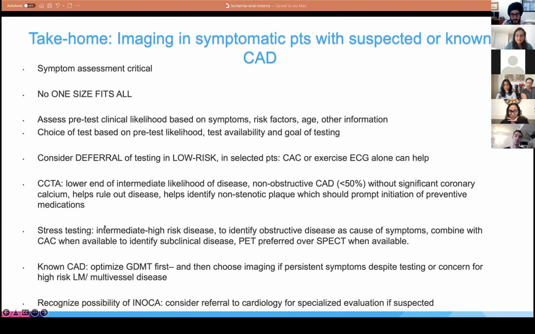When would you choose stress testing? With patients with multiple risk factors who are more on the high end of the spectrum, where you know that they probably have coronary artery disease, you also want to know with your test, should I do anything about this? What does a stress testing do? It helps you identify whether obstructive disease inside the coronary is the reason for why the patient is having symptoms of ischemia. And it also helps you guide your management as to whether or not you should do anything about this. Where available, you should combine the stress testing with a coronary artery calcium score to identify subclinical disease.